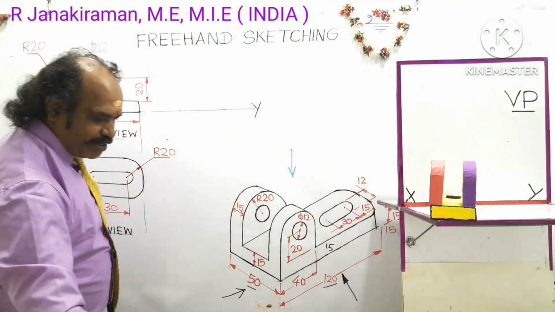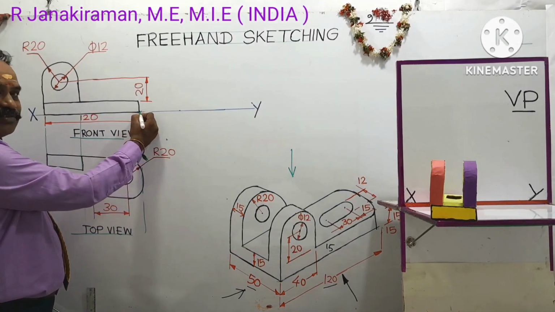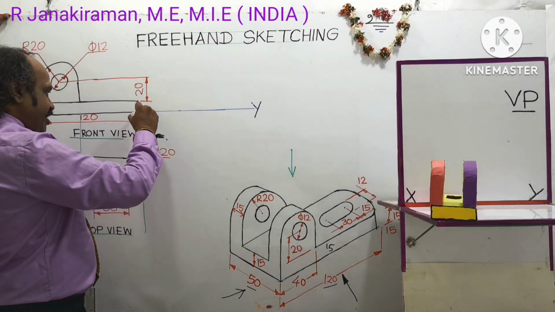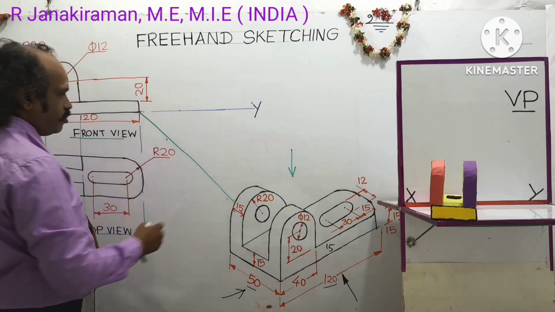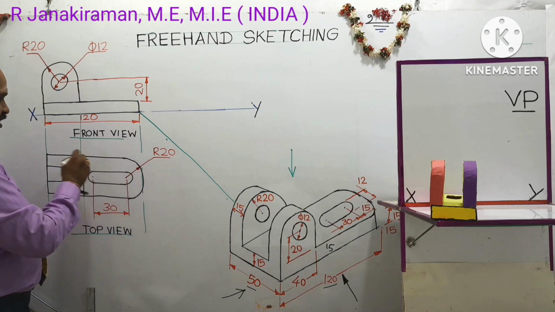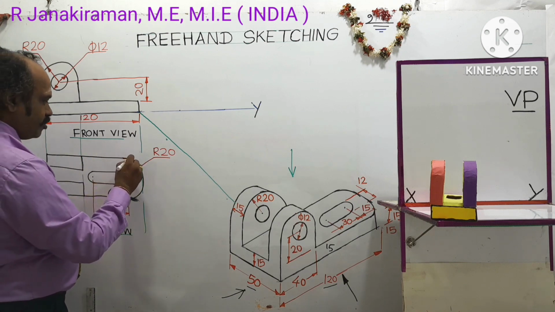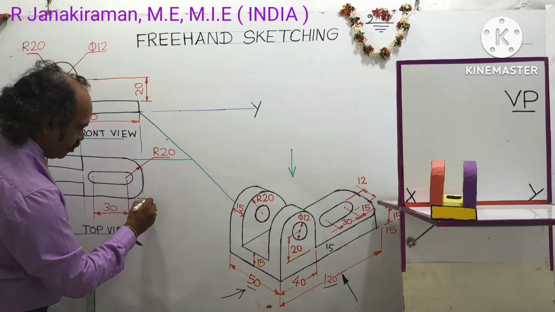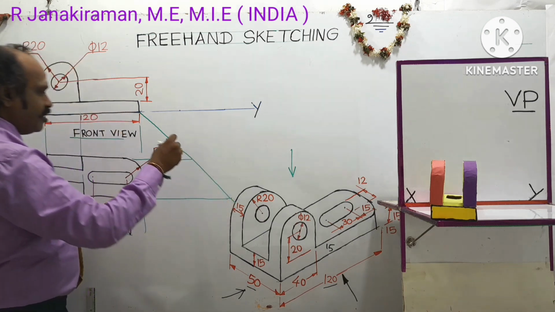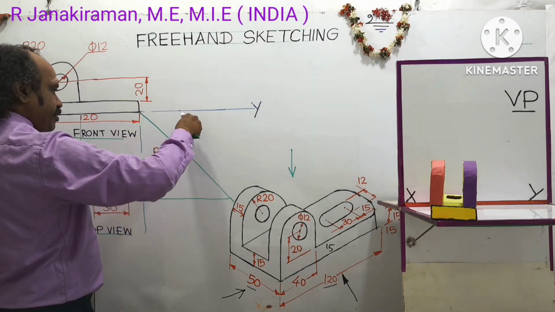Before that, draw a mitre line, M-I-T-R-E. Take this point on the front view as reference. Draw one inclined line at an angle of 45 degrees like this. Next we extend this top view boundaries. Draw one horizontal projection line like this. Where it intersects with the mitre line, there draw a vertical projector using 2H pencil like this.